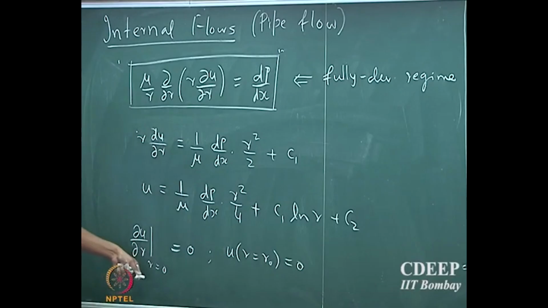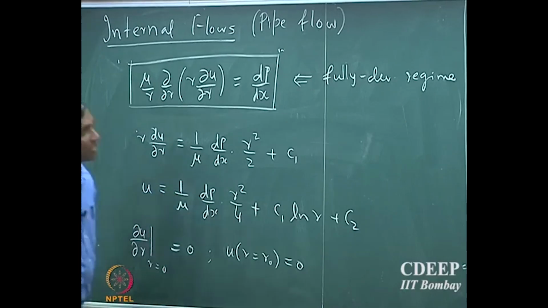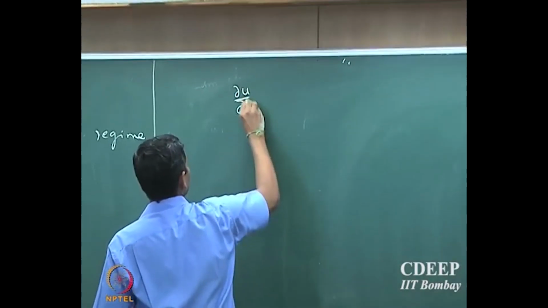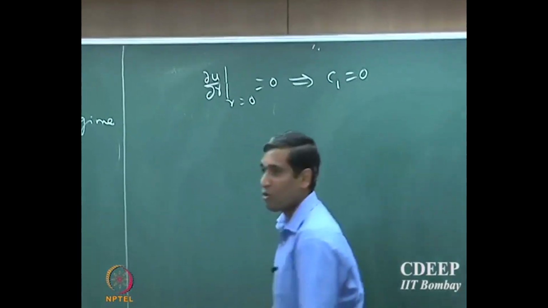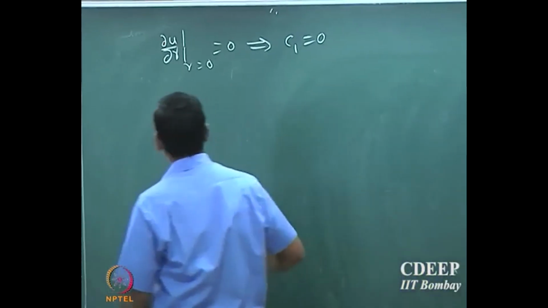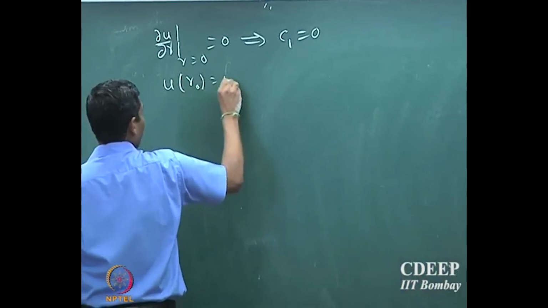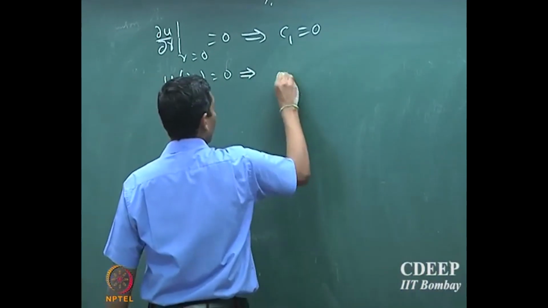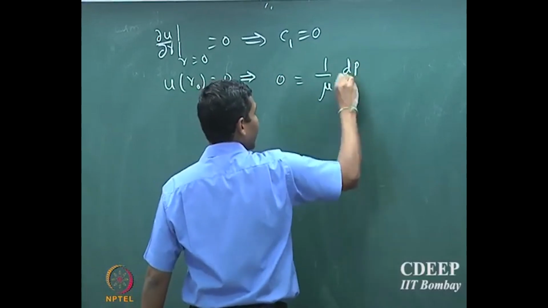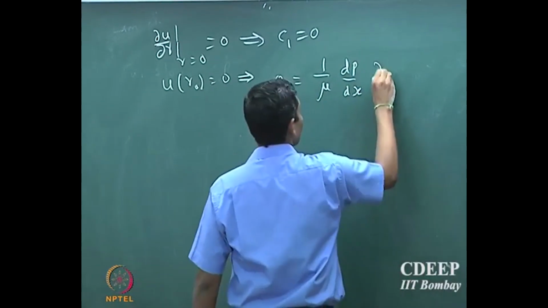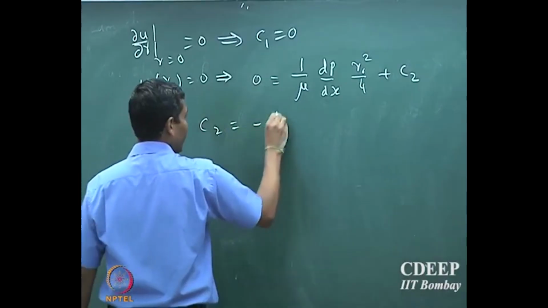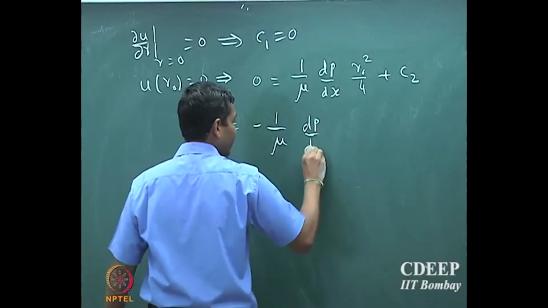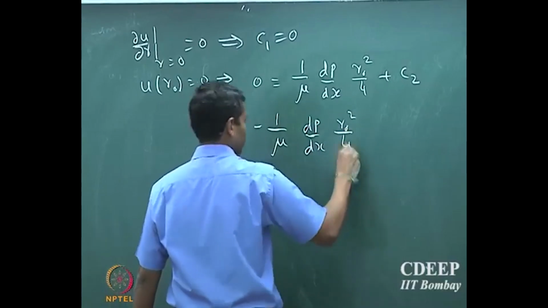Okay, so now if I put the first boundary condition, which constant will disappear? C1 will disappear, right? So du by dr at r equal to 0 means C1 is 0, so that constant will go to 0. Now if I put the second condition, u at r naught equal to 0, then 0 equals 1 by mu dp by dx into r naught square by 4 plus C2. So C2 will be minus 1 by mu dp by dx into r naught square by 4.